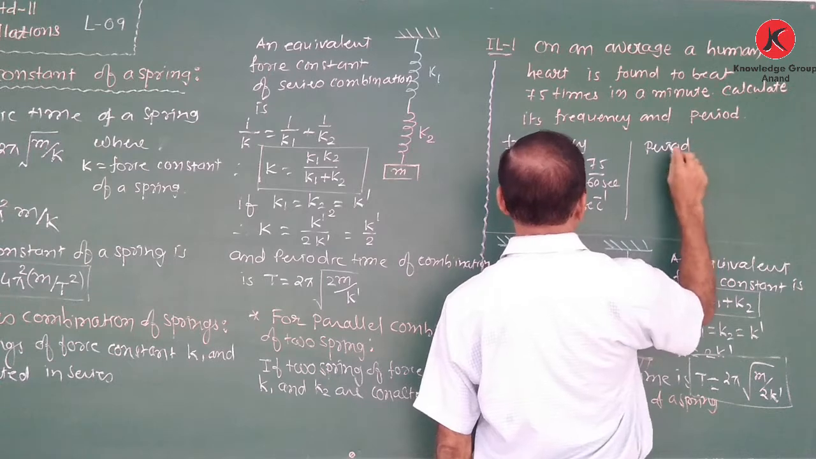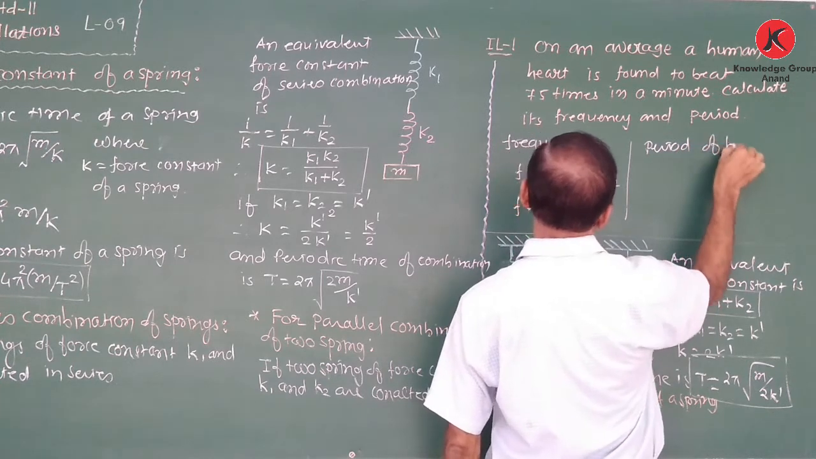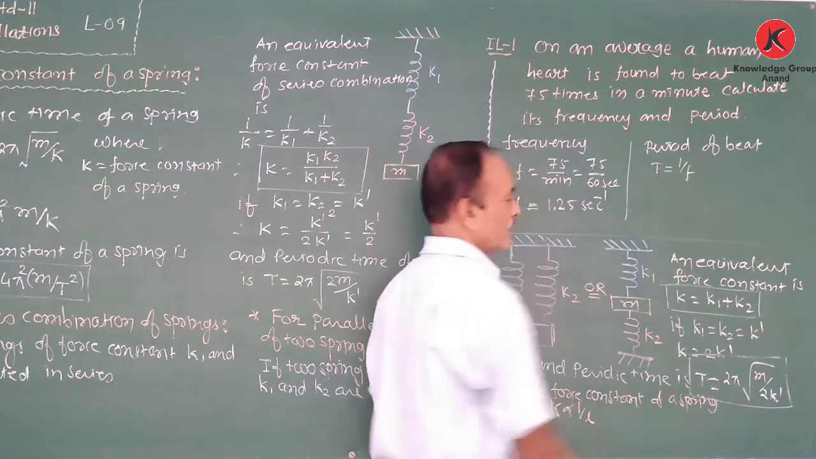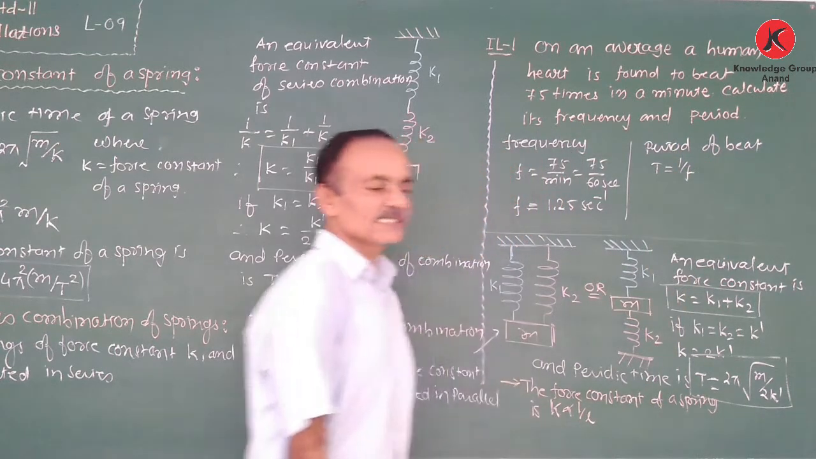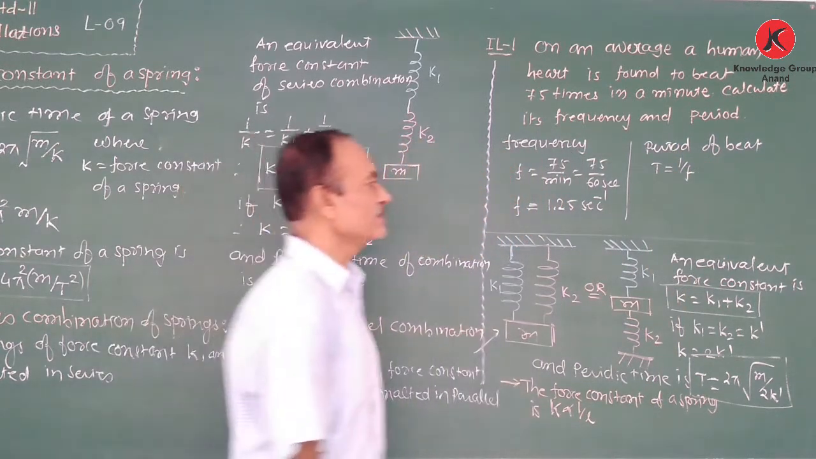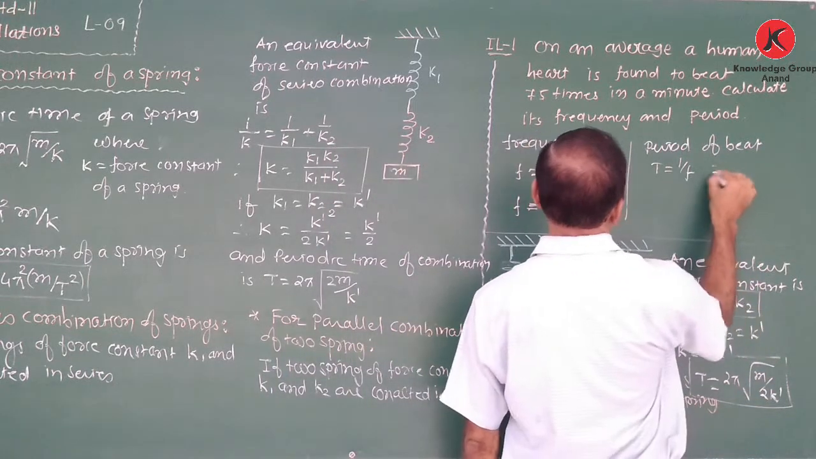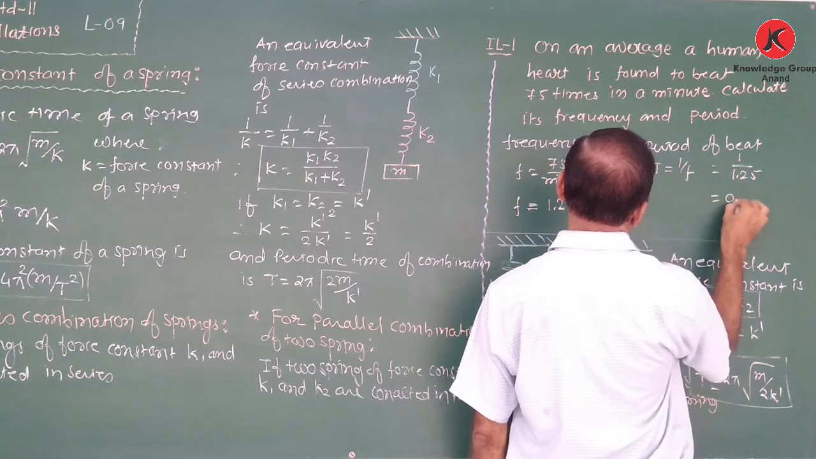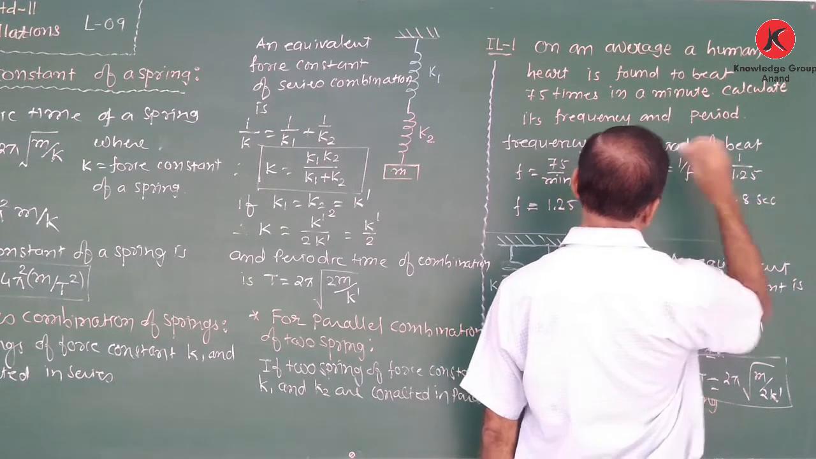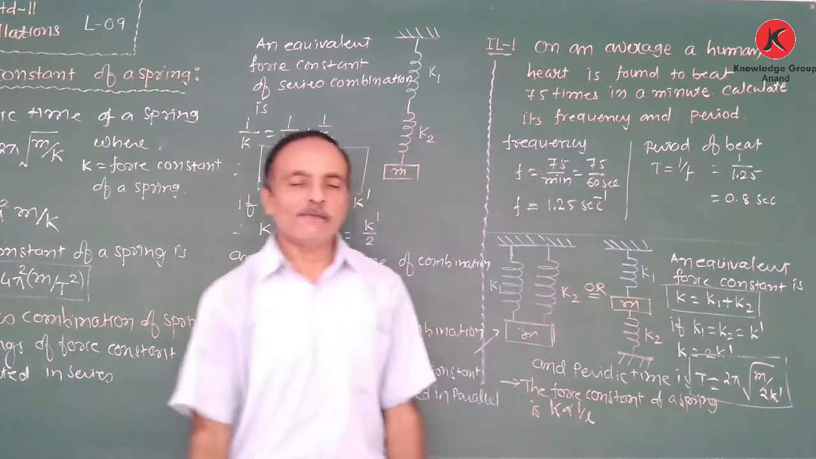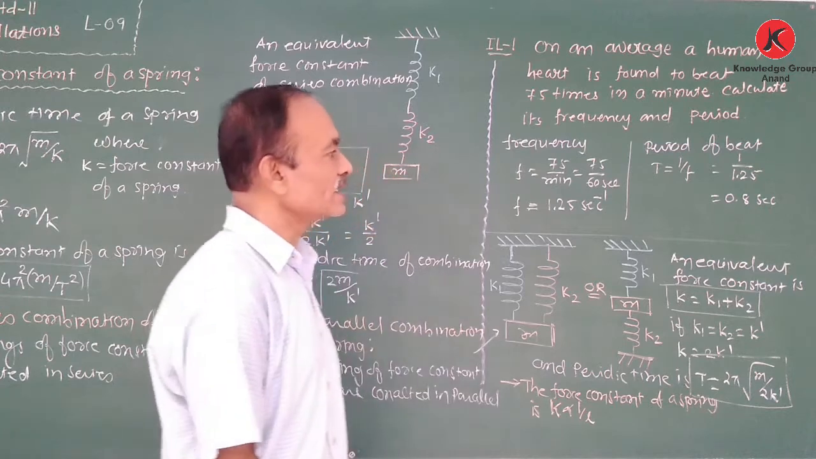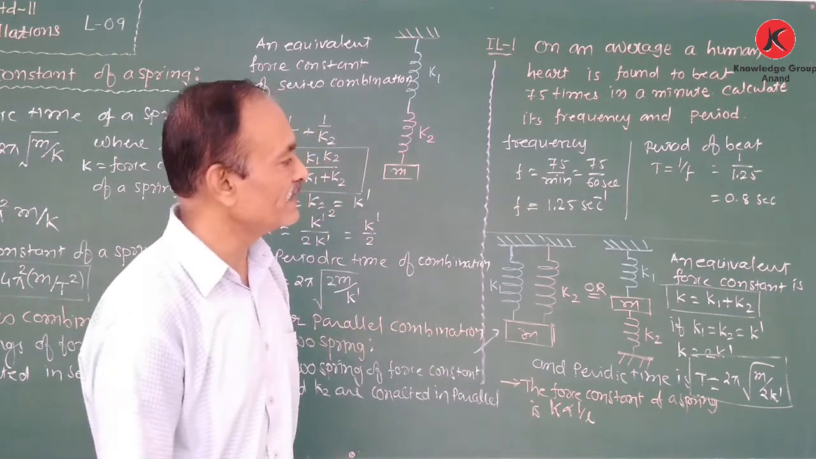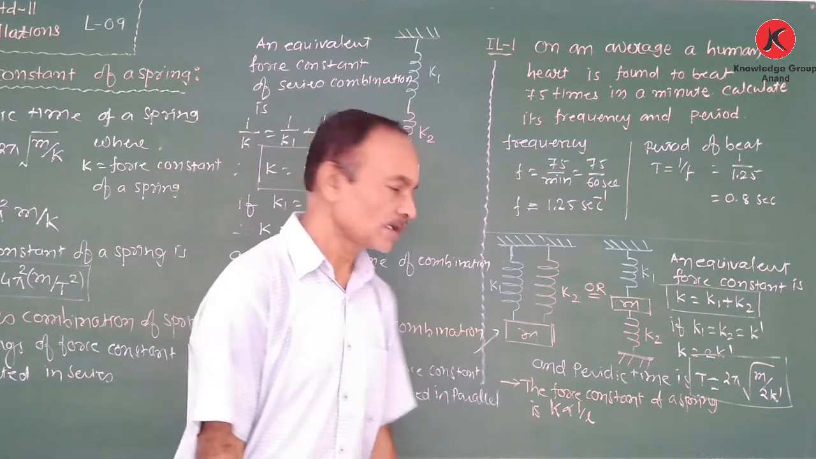period of oscillation or period of beat, T is equal to 1 upon f. Already we derived this equation for the relation between the frequency and periodic time. Therefore, 1 upon 1.25 is equal to 0.8 seconds. So the periodic time of beat of the human heart is 0.8 seconds. So this type of objective question may be asked. Clear this? Okay.